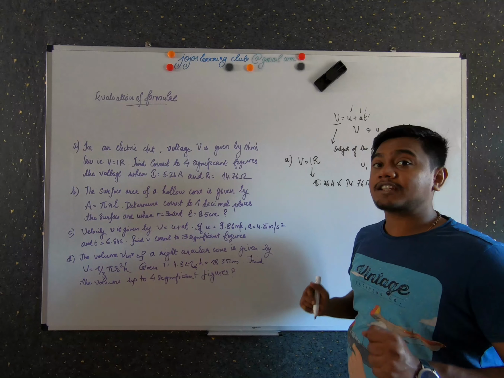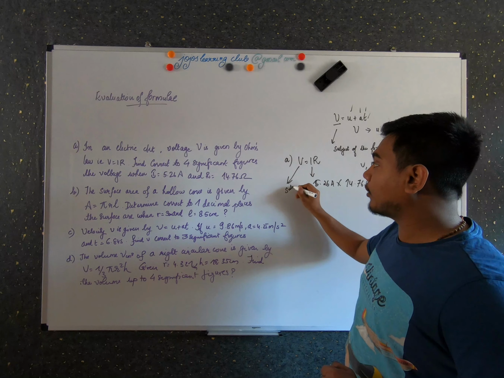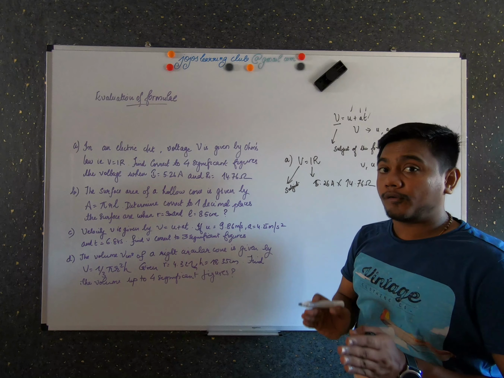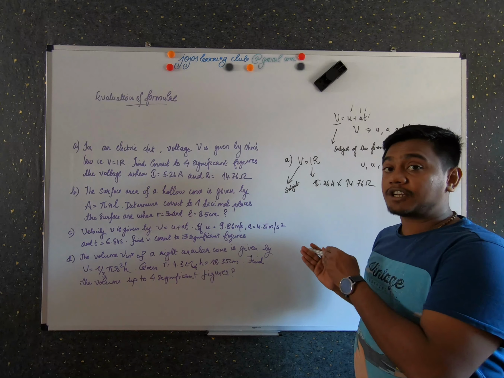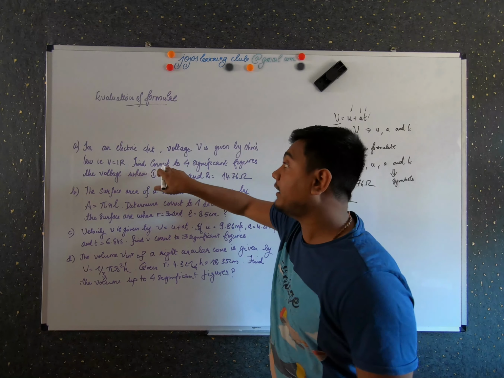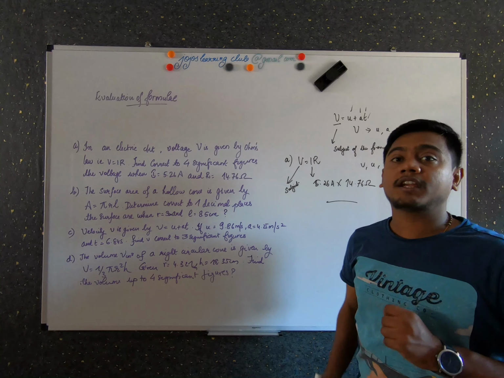So what is the subject of the formula? The subject of the formula would be V, because the values of the rest of the two symbols are already given. So to evaluate V, the subject here, you just have to multiply I into R and write your final answer. But one more condition is there. Find correct to 4 significant figures. So we have to find the answer up to 4 significant figures.